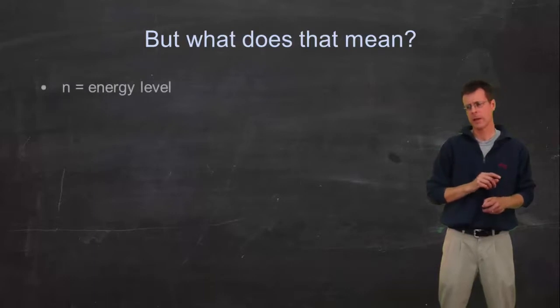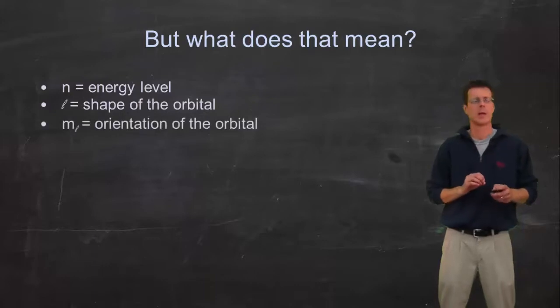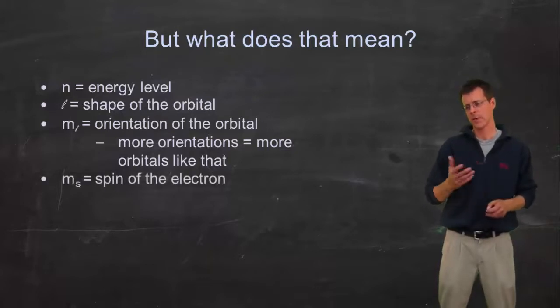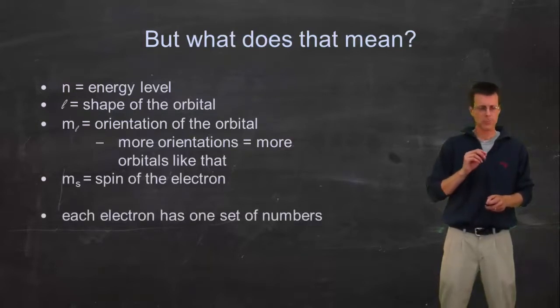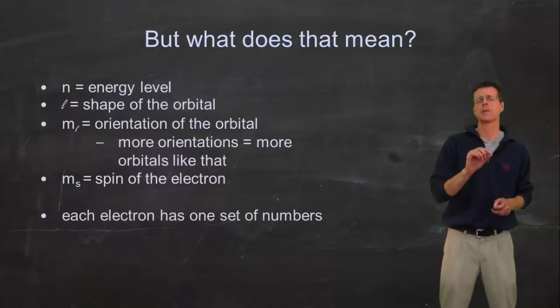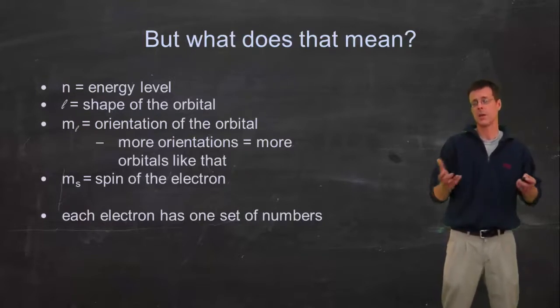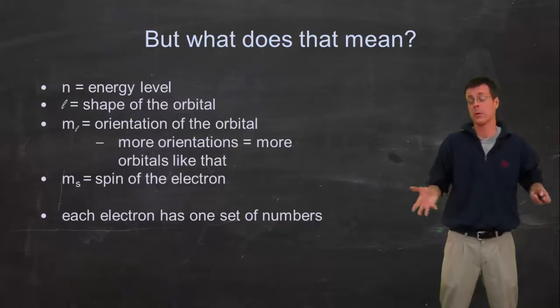So taking a look at it in a little bit more detail. n is the energy level, as I said, L, shape of the orbital, M sub L, number of orientations. And this is key, that the number of orientations, more orientations means more orbitals, more possible orbitals of that sub-energy level. And then finally the spin. We've already talked about that. So if each electron has to have a unique set of numbers, and I need to have lots of electrons possible in my third energy level, then I need to be able to expand these quantum numbers a little bit.